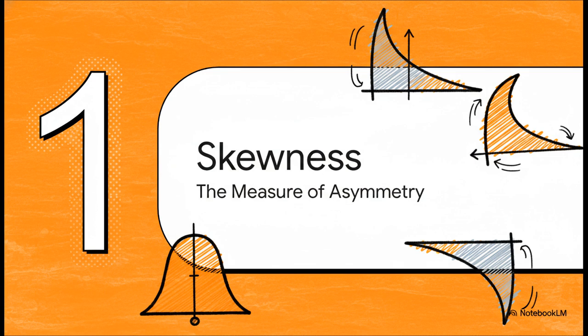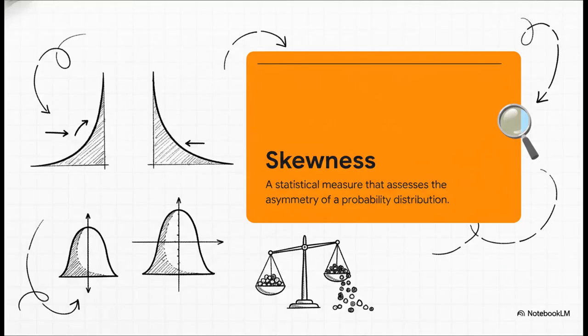The name kind of gives it away, right? This is all about measuring lopsidedness. Is our data perfectly balanced, or is it leaning heavily to one side? So what is skewness really? Well, it's basically a single number that tells us two really important things: which direction our data is leaning and by how much. It's all about putting a number on that lack of symmetry in a clear, straightforward way.